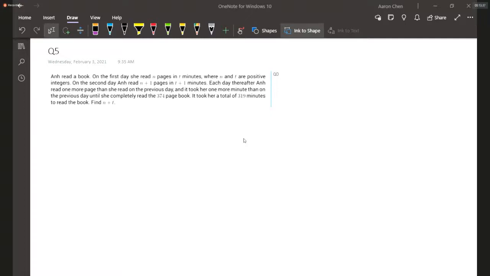All right, so I'm going to start going over how I did this problem now. So let A read for D days. So we're introducing another variable. And then on the first day, she reads n pages, while the next day, n plus 1. And on the dth day, she reads n plus d minus 1.